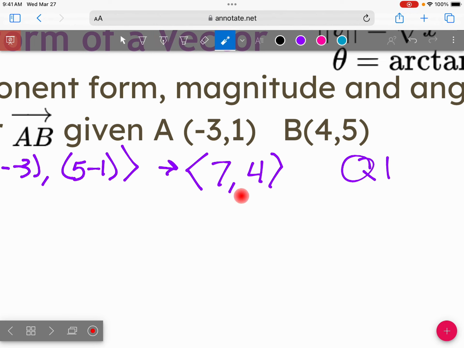We have to have the component form to be able to run our 2 calculations up here.